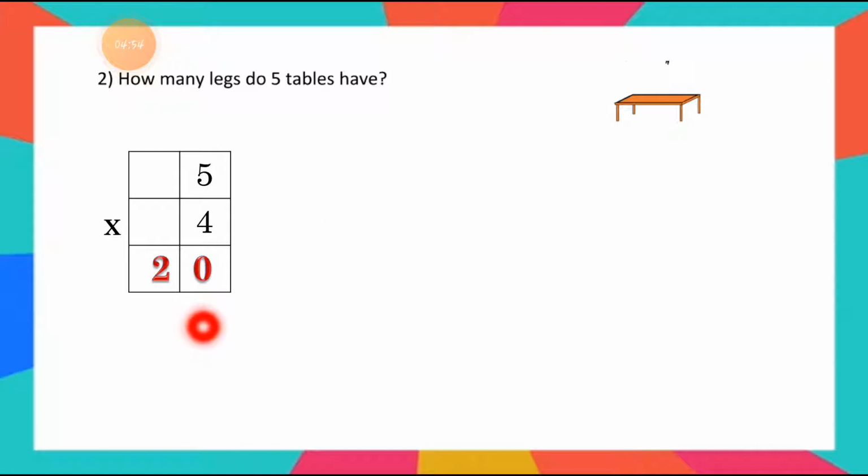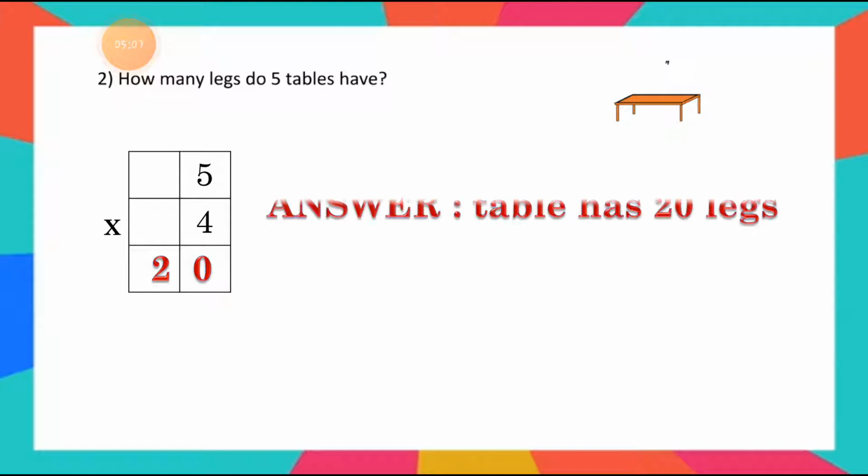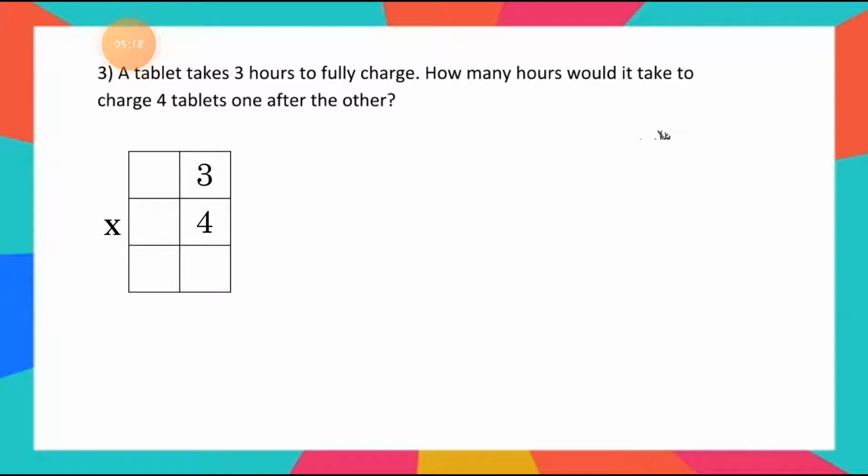Here I am writing 20. 5 fours are 20. So the answer is 20, and we have to give the answer in words also. So 5 tables have 20 legs. I am repeating this answer: 5 tables have 20 legs.